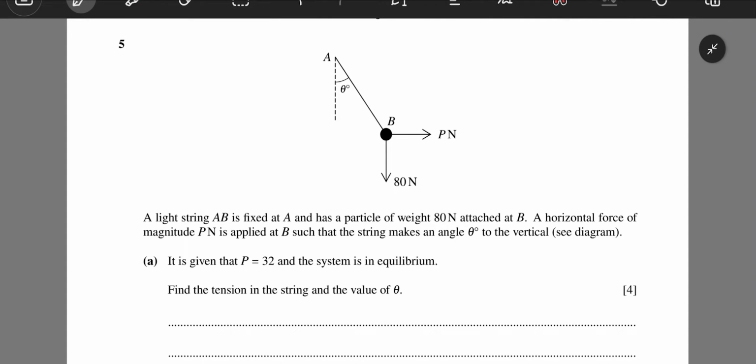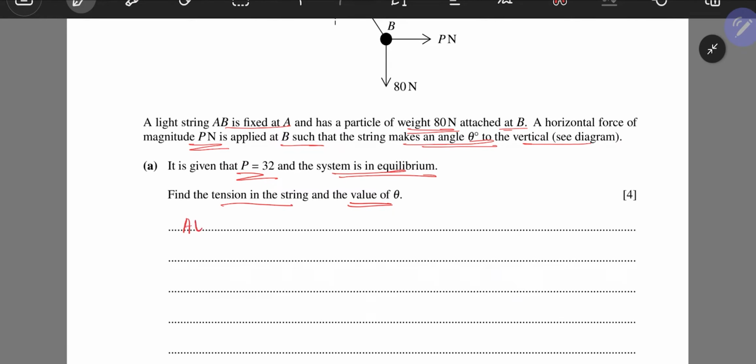This is question 5. A light string AB is fixed at A and has a particle of weight 80 newtons attached at B. A horizontal force of magnitude P newtons is applied at B such that the string makes an angle of theta to the vertical. See the diagram. It is given that P equals 32 and the system is in equilibrium. Find the tension in the string and the value of theta.